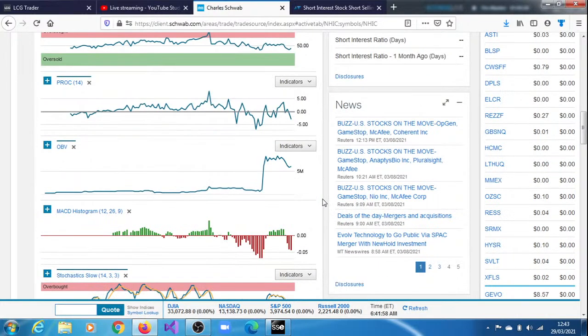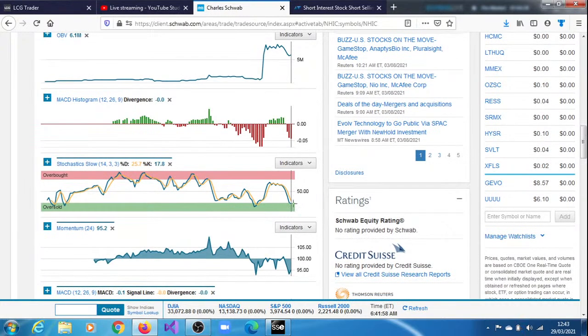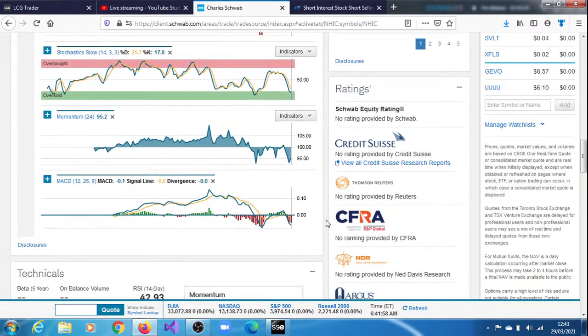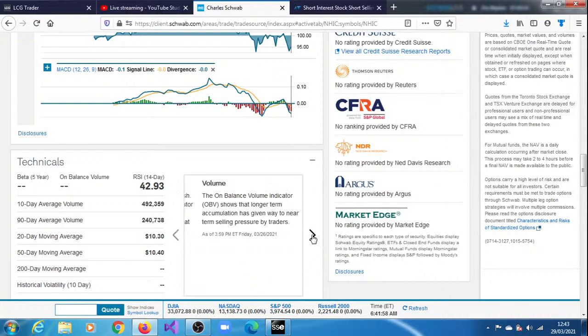Going down, we can see the on-balance volume indicator seems to be edging up a bit. The 14-period slow stochastic oscillator might be in oversold territory. MACD is also below the signal line. It says the momentum for NHIC is strongly bearish. The 14-period slow stochastic oscillator is below 20, the level which many analysts call oversold. This means that investors have been actively selling shares and driving the price lower. And the on-balance volume indicator shows that longer-term accumulation is giving way to near-term selling pressure by traders.